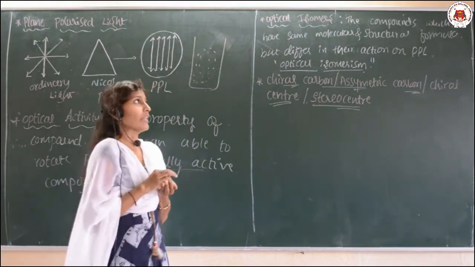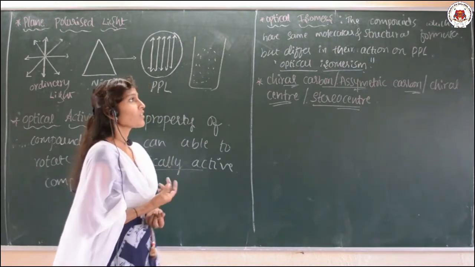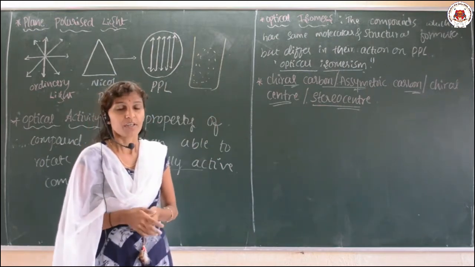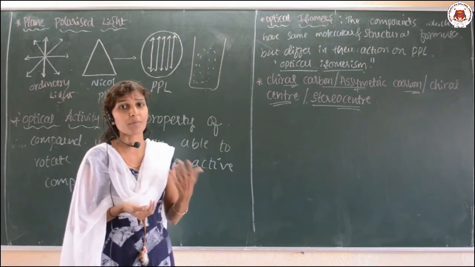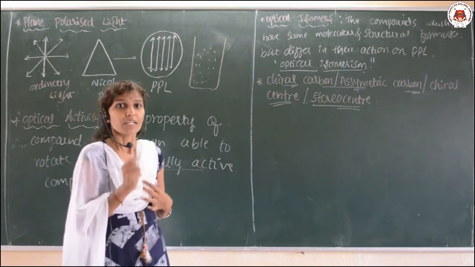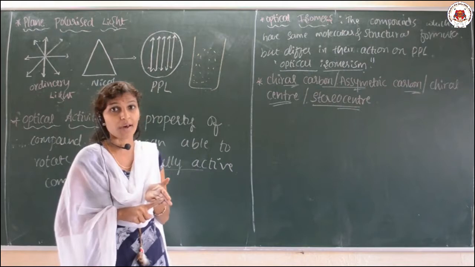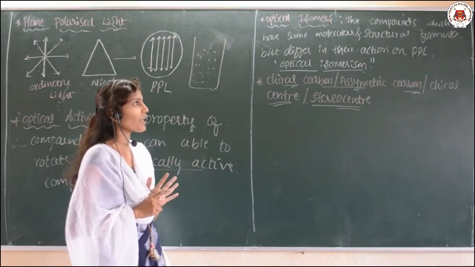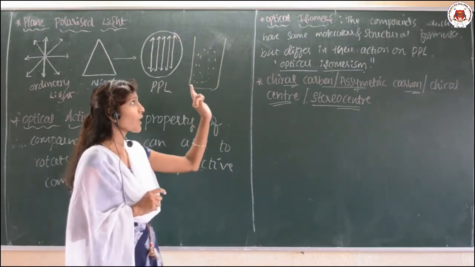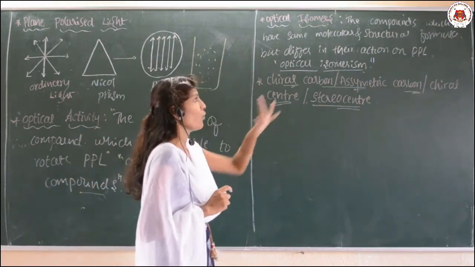See here, optical isomers means the compounds which have the same molecular and structural formula, but their action on the plane polarized light is different. Suppose some of the compounds can rotate the plane polarized light towards the right, some can rotate it towards the left. That action will be different. Those compounds have the same molecular and structural formula, but they differ only in their action on the plane polarized light. Those are called optical isomers, and the phenomenon is said to be optical isomerism.